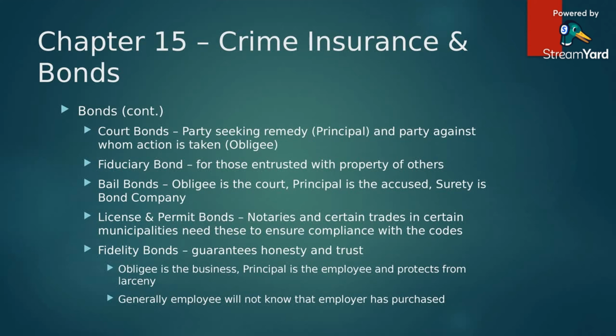A bail bond. In this case, the obligee is going to be the court. The principal is going to be the accused that is supposed to show up at a specific time and place. And the surety is going to be the bond company, right? So if you don't show up at the time or place, then the surety is required to pay money to the court. And the only way they get the money back is if they make the principal show up, and then they can get recompensed on the bond.